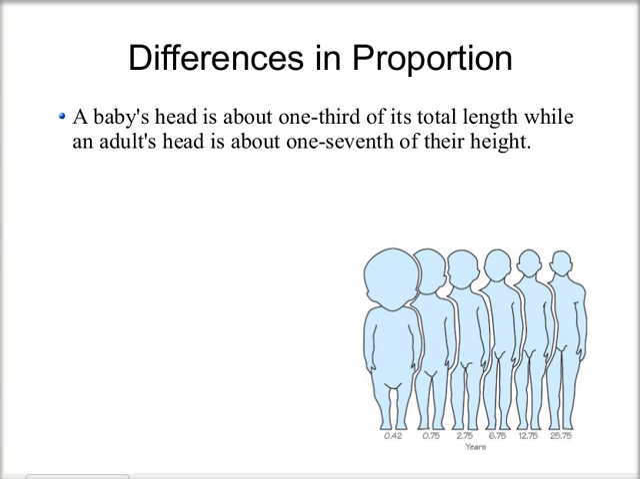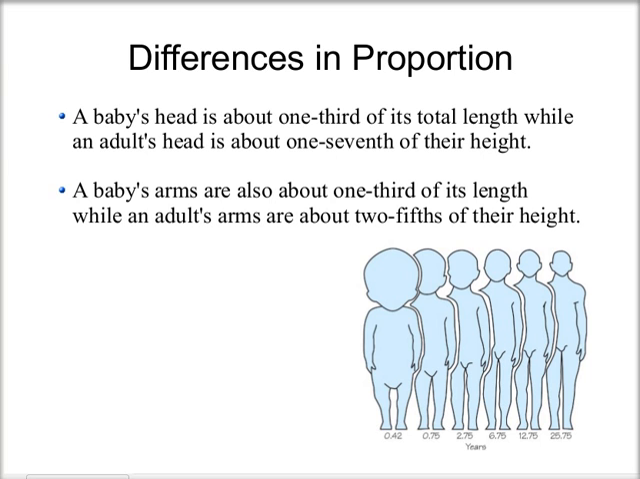This graphic here in the corner shows how proportions change as we grow from a baby into an adult. You can see that a baby's head is about 1/3 of its total length, while an adult's head is about 1/7 of their height, so it's much smaller in proportion to their body. A baby's arms are also about 1/3 of its length, but an adult's arms are about 2/5 of their height, so adults' arms are slightly longer in proportion to their height.